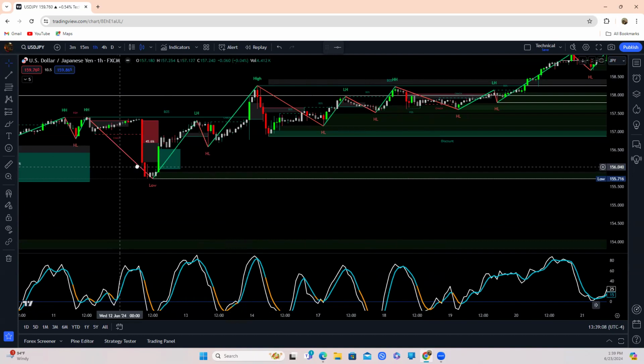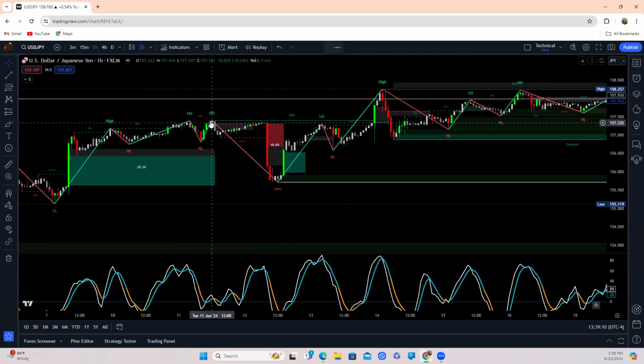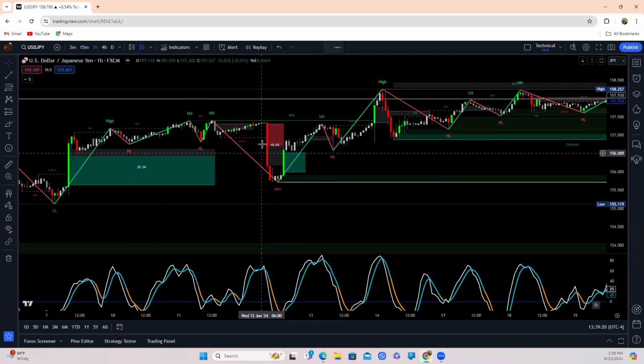So we see moves play out like this, right? You see where price created a high, but then it created this low right here, right? So it took out these previous higher lows, right? Gave a change of character and everything, right? This is not a reversal. This is not a reversal setup.